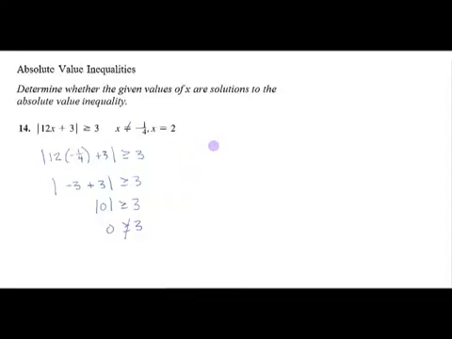Let's try x equals 2. Absolute value of 12 times 2 plus 3 is greater than or equal to 3. Absolute value of 24 plus 3 is greater than or equal to 3. So 27 in absolutes is greater than or equal to 3, which gives me 27 is greater than or equal to 3. That's a true statement, so x equals 2 is a possible solution.